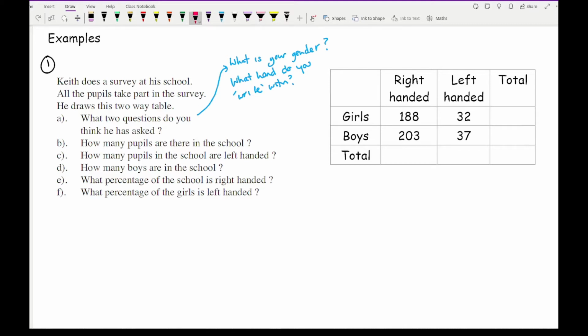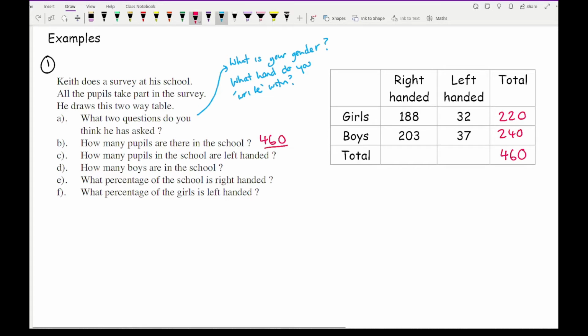If we work out the total number of girls, that's 188 plus 32, which gives me 220. And we've got 203 plus 37, which equals 240. And that's going to give me an overall total of 460 students in total. So I can there have answered how many students are there at the school. It's going to be 460.